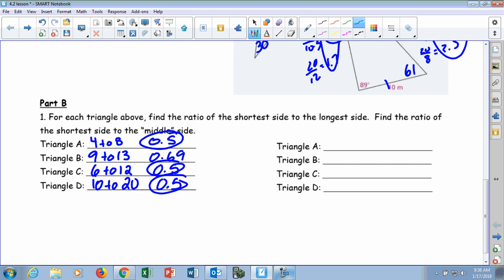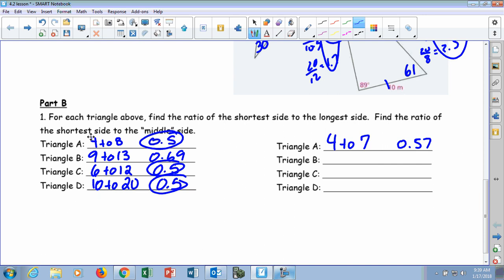All right, now let's go to the middle side. So the smallest side in triangle A is 4. The middle side is 7. What's that ratio? 4 divided by 7. Blake? Just go 2 decimal places. Yes. 4 divided by 7 is 0.57.